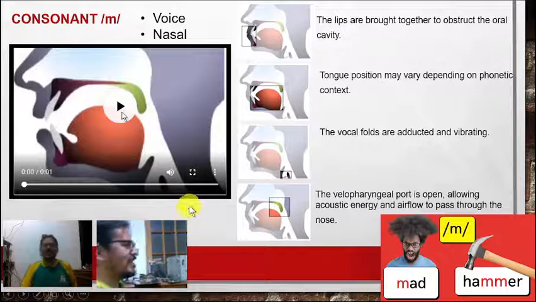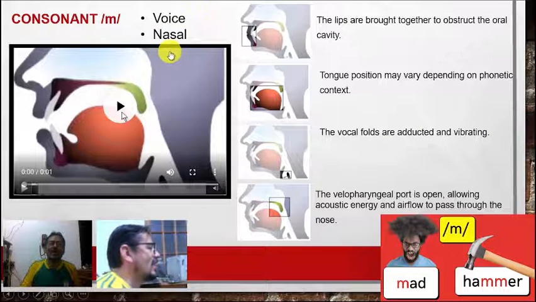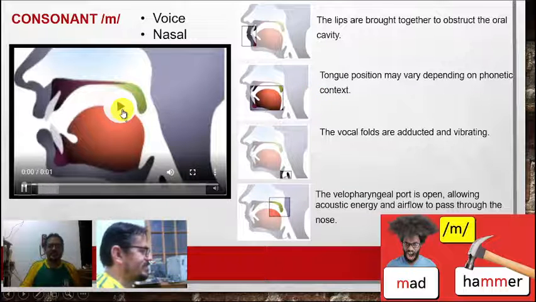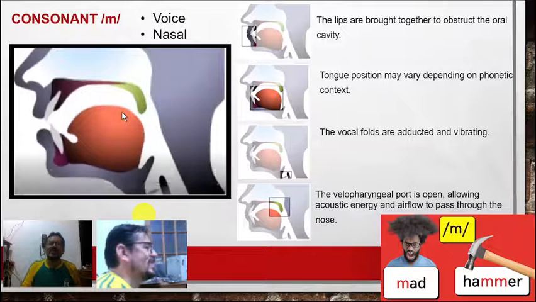Let's see the consonant M. The consonant M is a voiced sound and it is nasal too. Let's hear it. Mm, mm, mm.